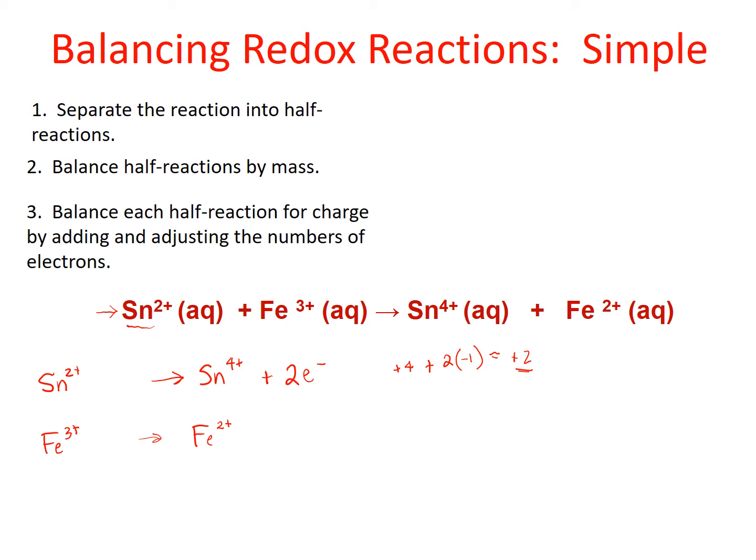Now we're going to do the same thing for the second half reaction. I'm comparing +3 for my iron on the left-hand side and +2 on the right-hand side. And +3 is definitely more positive. So we are going to add electrons to the +3 side. And this time I only need 1 electron. +3 plus a -1 for that 1 electron is going to get me a +2 total charge on the left-hand side to match the +2 charge on the right-hand side. And now both of these half reactions are charge balanced as well.